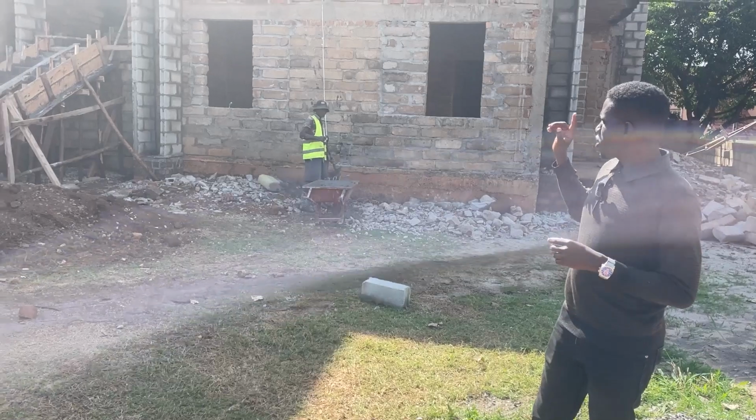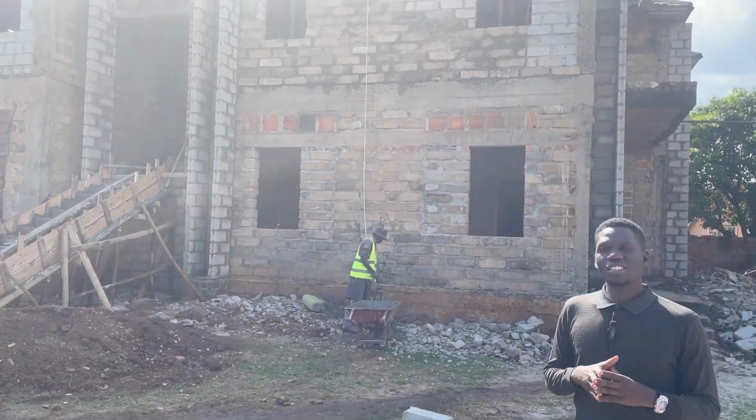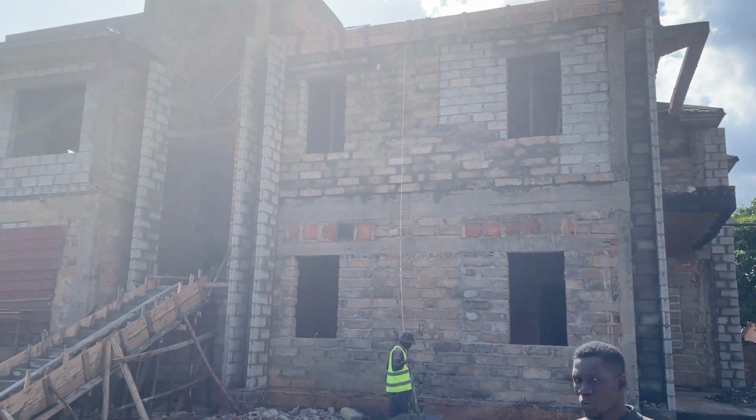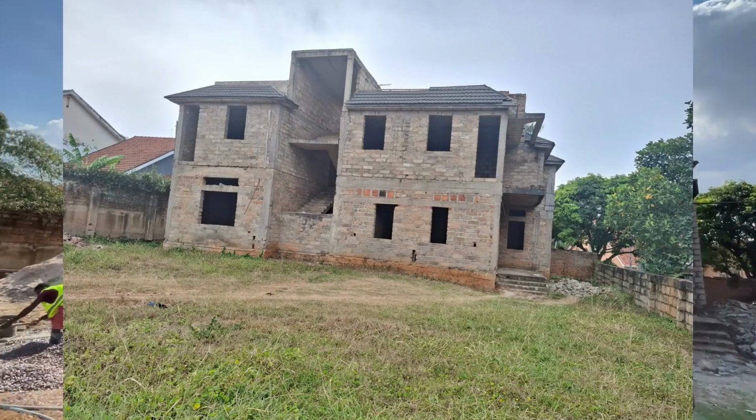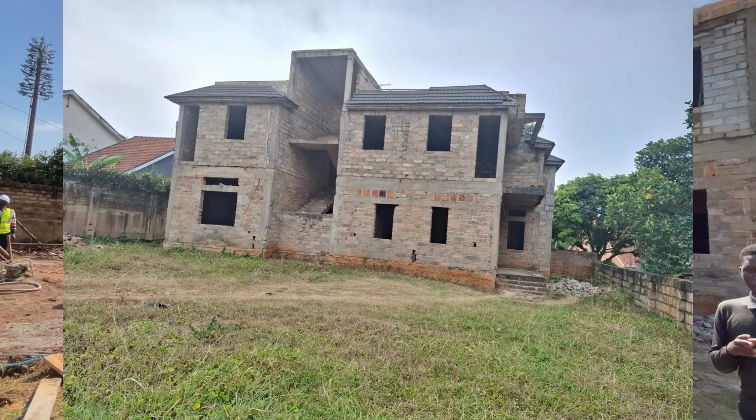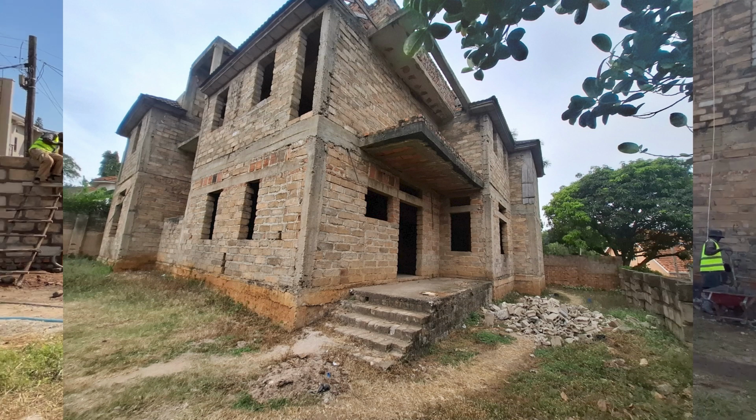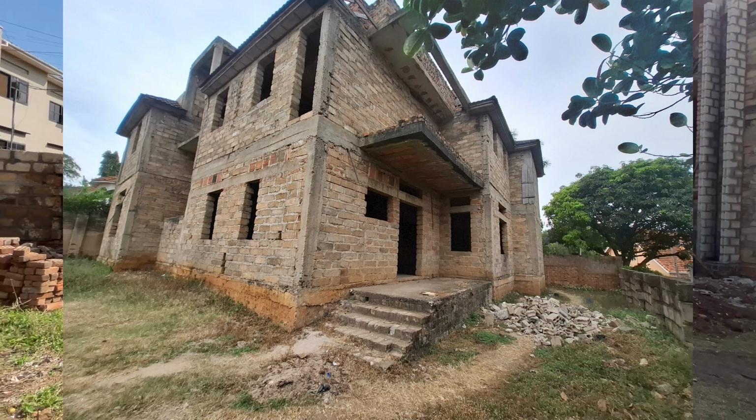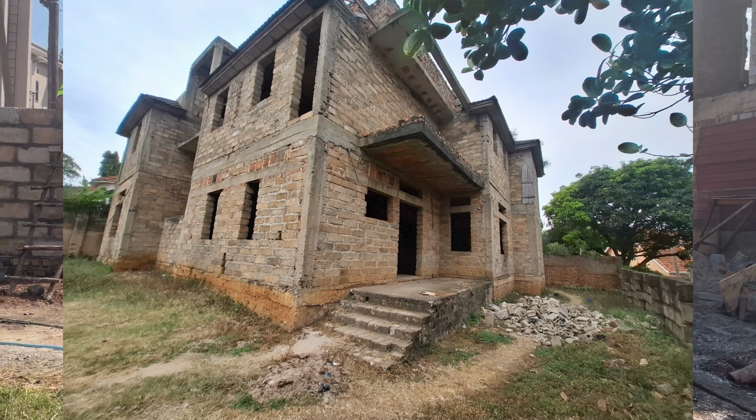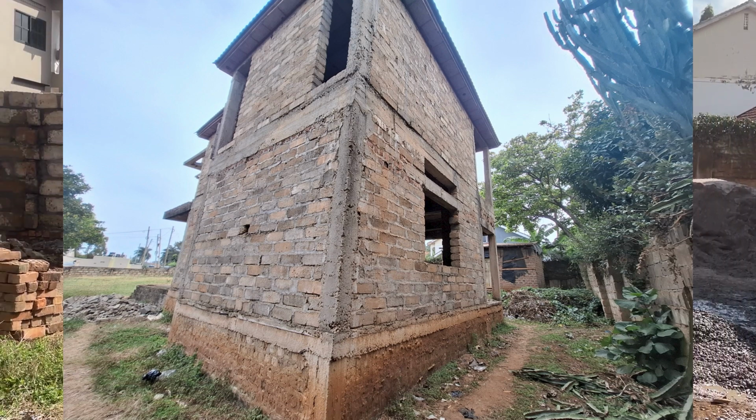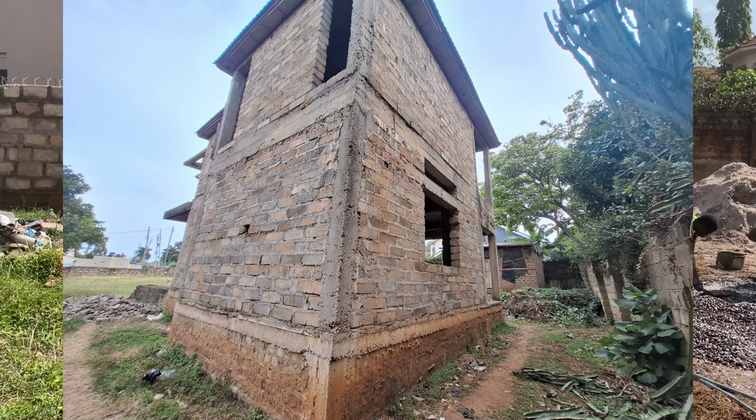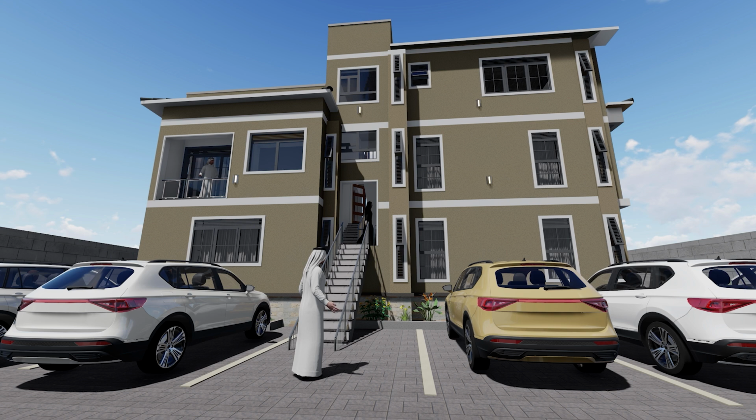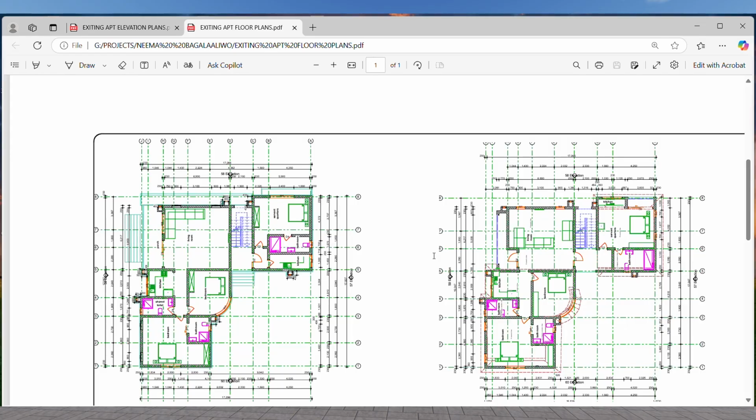Well, this particular structure is an existing structure, but originally it was designed to be a residential structure of 5 bedrooms. By the time we came in, the structure was already done, the shell. Then we had to make modifications to this very building. We decided to turn it into an apartment block, which we were able to achieve.